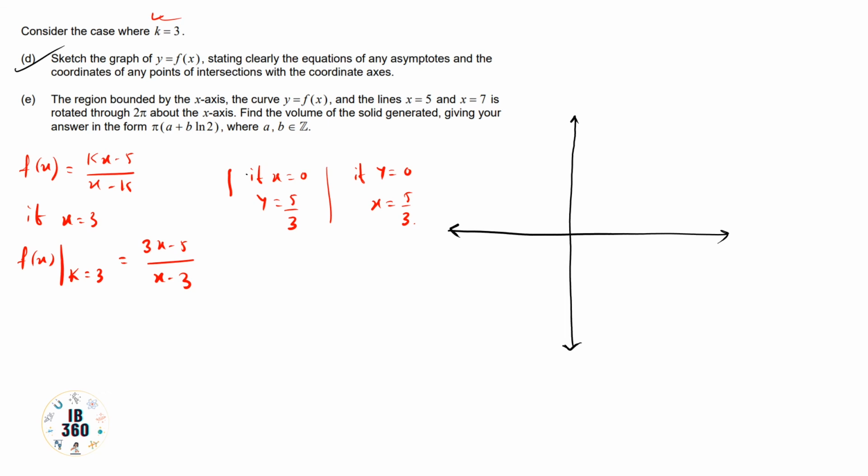Okay, so at k equals 3, the vertical asymptote as well as the horizontal asymptote will be at 3. This is x equals 3 and y equals 3, these will be your asymptote lines. These are all the asymptote lines I have already mentioned earlier. So we just need to draw the graph.